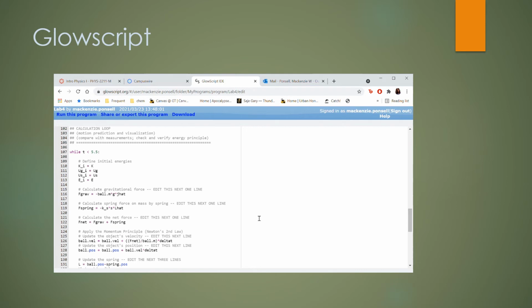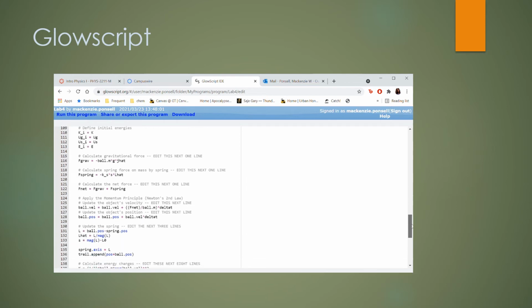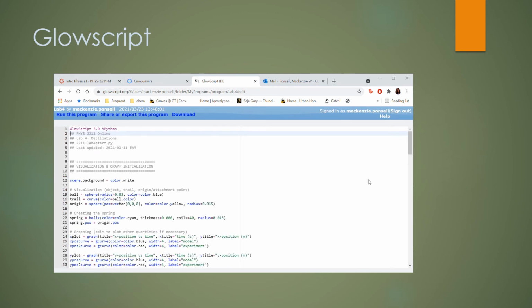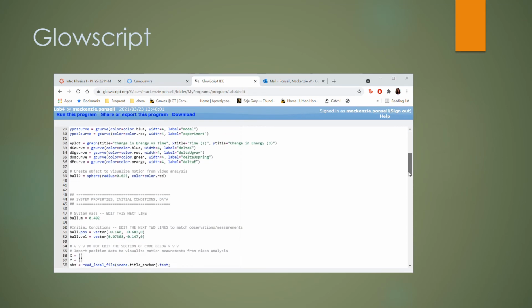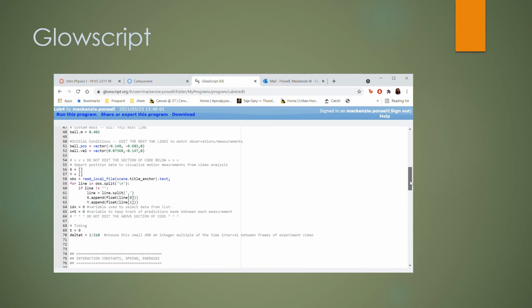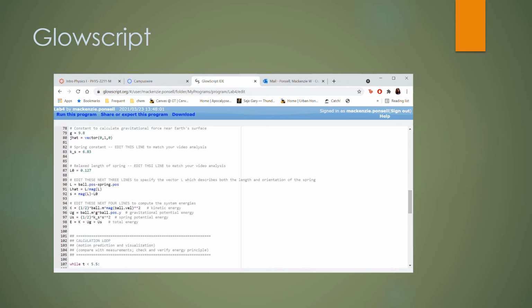We use this while loop to calculate the change in energy. We have the F net, which we apply to the momentum principle to update the ball's position and velocity. We then have this calculation chain here of the energies, and we calculate them as they change with respect to time. When we run the program, we have to include a CSV file, which is all the X and Y data points from Tracker. You can see the change in energy versus time graph. Delta E, the orange line, is 0.